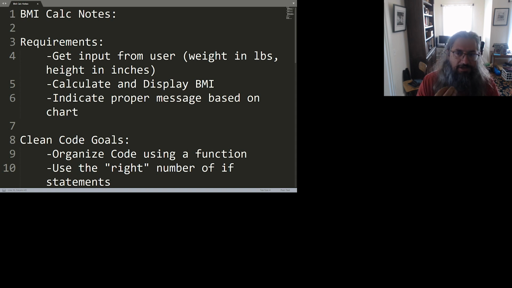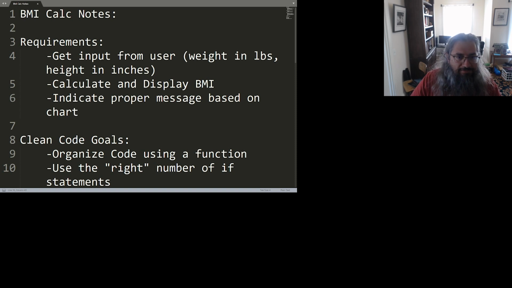The second piece of this is because I want to practice some of the other things that we learned. I have these what I call clean code goals. And the clean code goals are, hey, I want to organize my code using a function, and I want to be pretty thoughtful about the if statements that I use. I want to have a choice between if statements and else if statements, which ones are the right tool for the job, and I really want to be able to say, you know what, I did this as efficiently as possible. So I might do it one way and then maybe tidy it up in a second way.